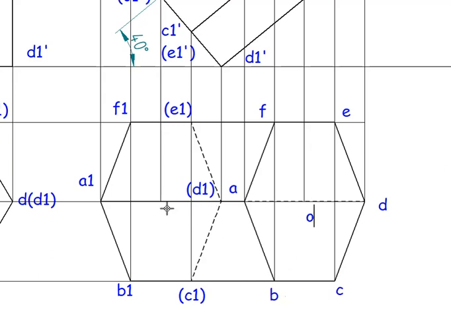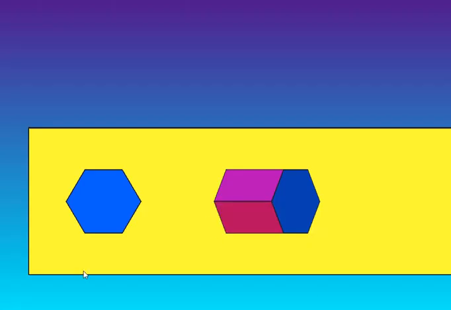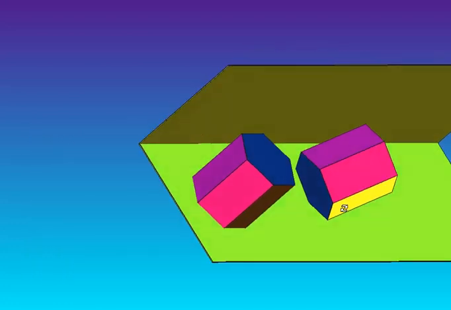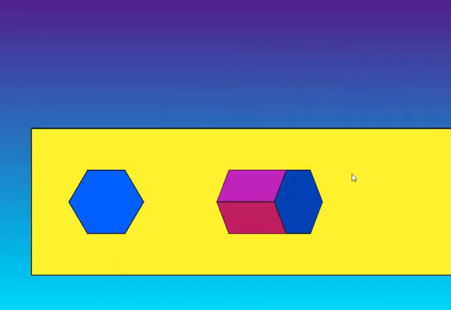So this point is O, and O1 is not going to be visible because the bottom face itself is not visible in the top view. So this face is not visible in the top view, so we are just going to be keeping the O1 inside the bracket.